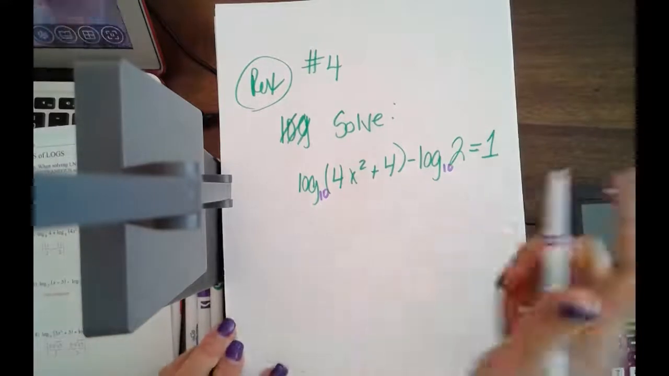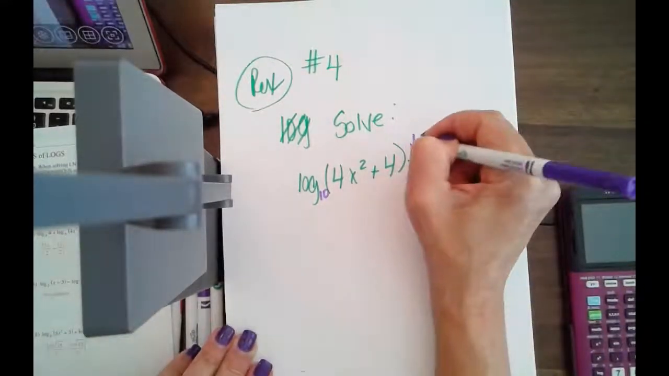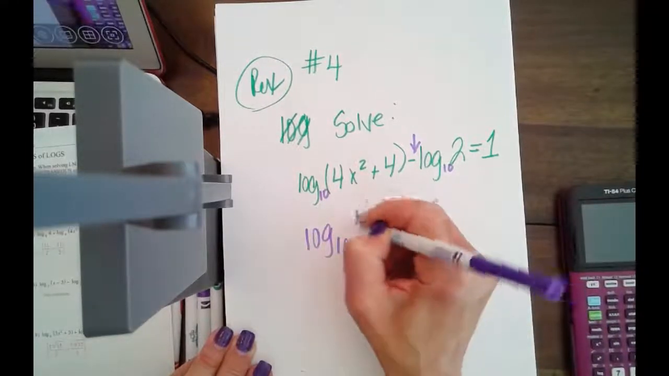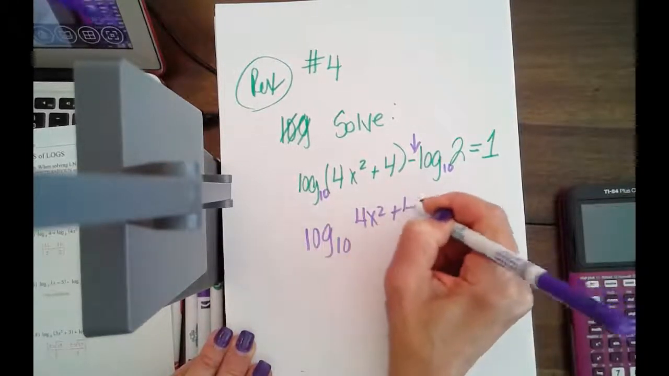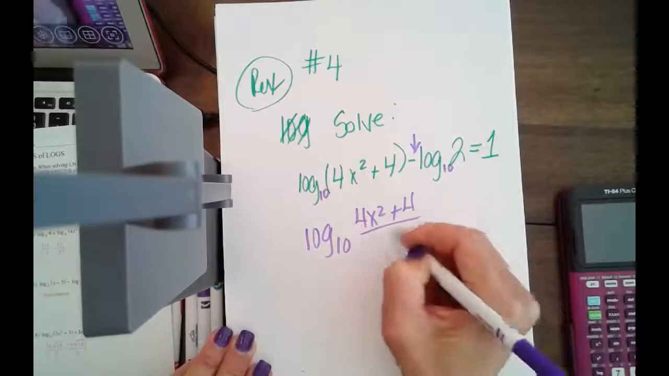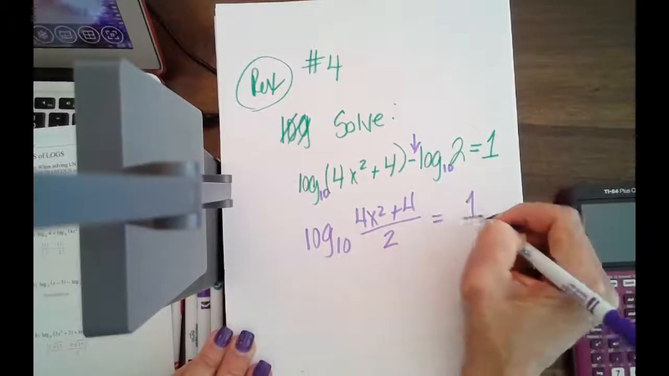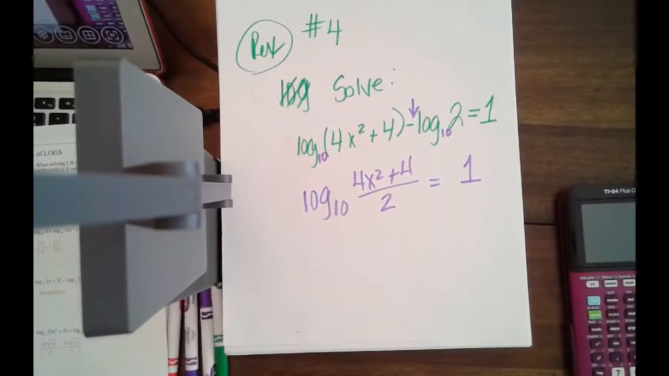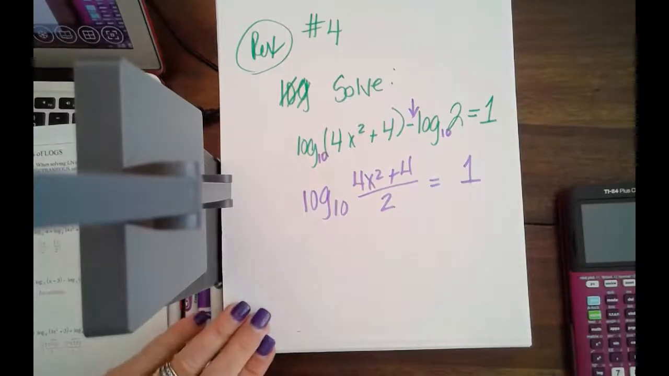Okay, so that means we have subtraction, which means division. So write the left side in terms of a single log. You will have log of 4x squared plus 4 over 2 equal to 1. So you're sitting there solving, and you're like, I don't know what I'm doing. I'm stuck with this log. I can't do anything. And then you go, wait, light bulb. Miss Smith said if we're stuck in one format, put it in the other.